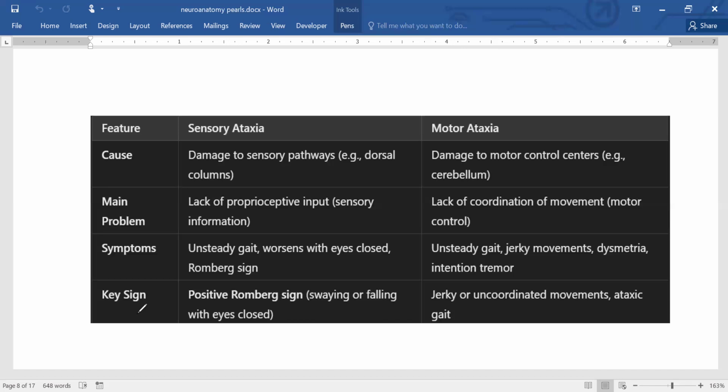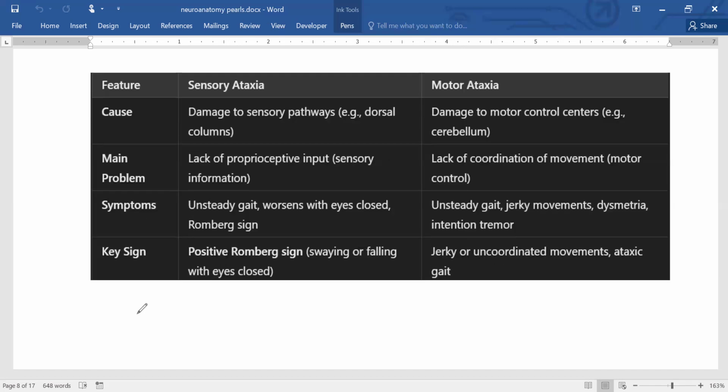Now, the key signs: sensory ataxia, positive Romberg sign. This is swaying or falling with eyes closed. While in motor ataxia, there will be jerky or uncoordinated movements. That is ataxic gait.